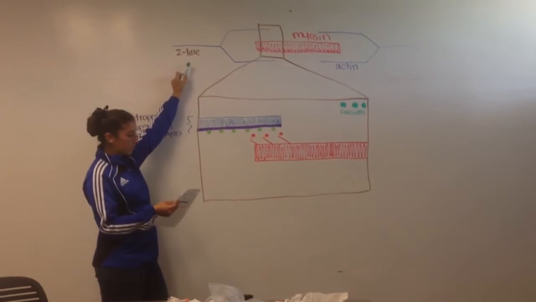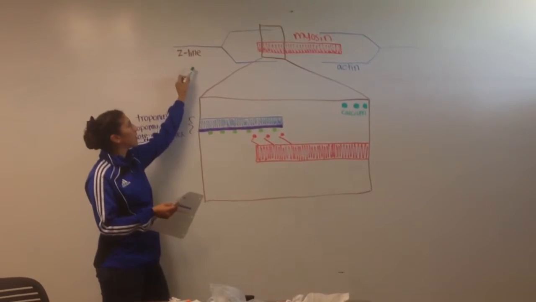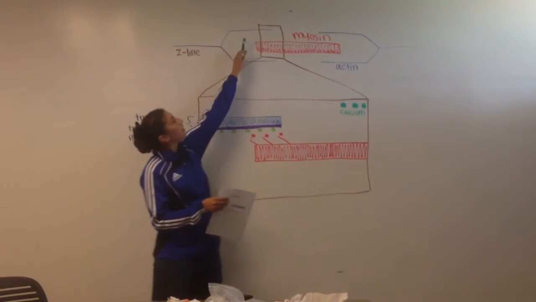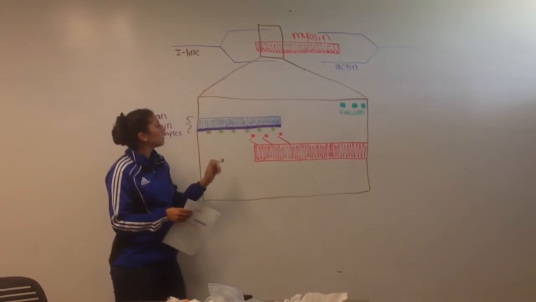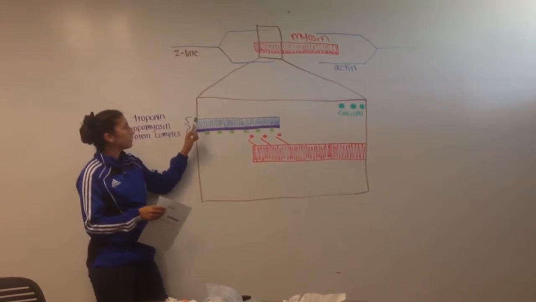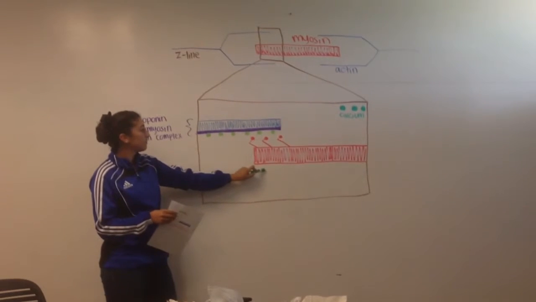And the Z line right here, this is what connects the sarcomeres. And so, this little box right here is what's zoomed in in this bigger box. And so the blue right here is the actin, and this is the myosin.